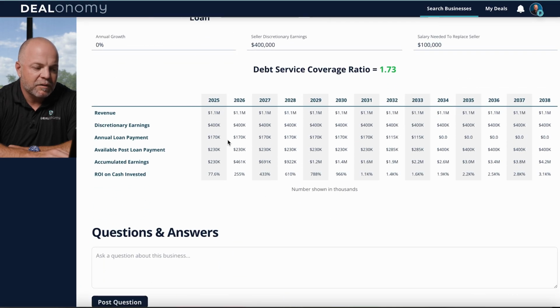I really like this ROI on cash invested. Like, isn't that phenomenal? What else can you put money in that gives you an 80% first year return? Like, you can't really get that outside of the small business world.